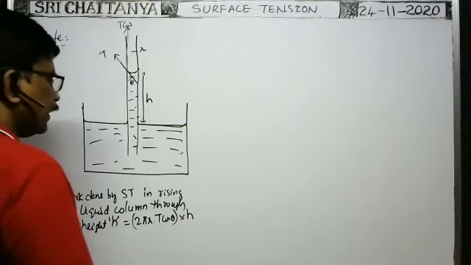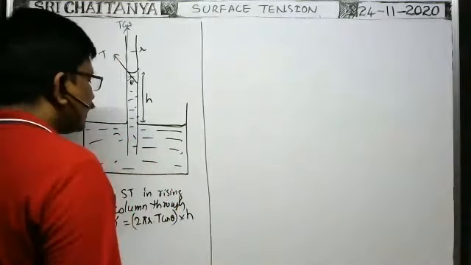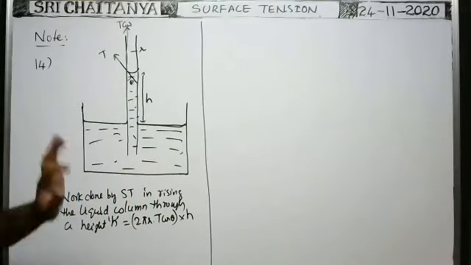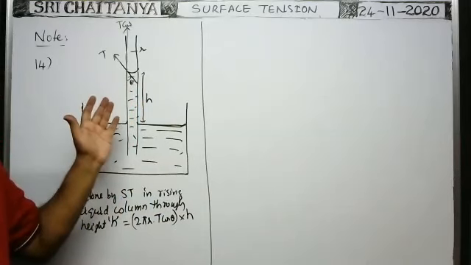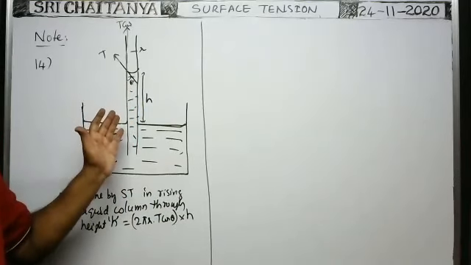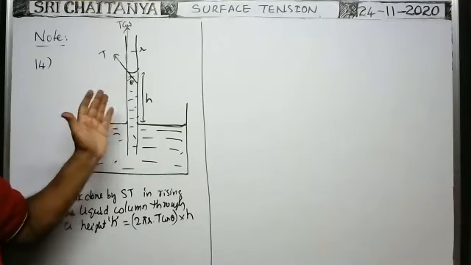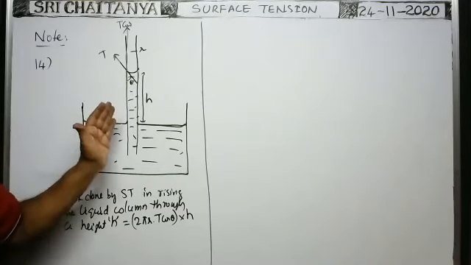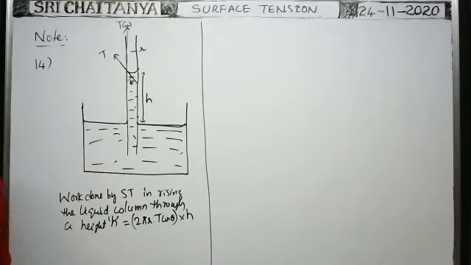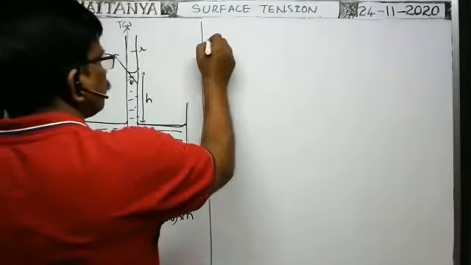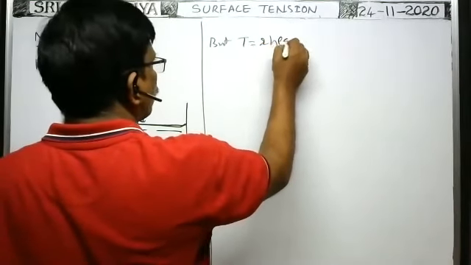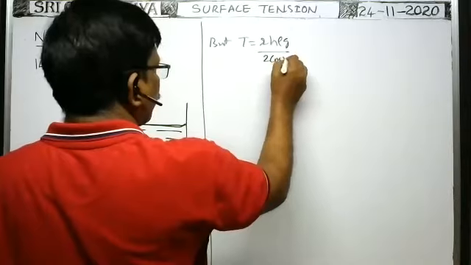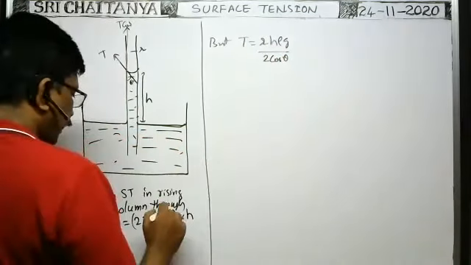But in this case, what is the formula for surface tension? We already derived it. By this capillarity phenomenon, the surface tension of the liquid that rises in the capillary tube is T equal to r h rho g by 2 cos theta, the formula we derived now. Surface tension T is equal to r h rho g by 2 cos theta. Now we substitute this value here.